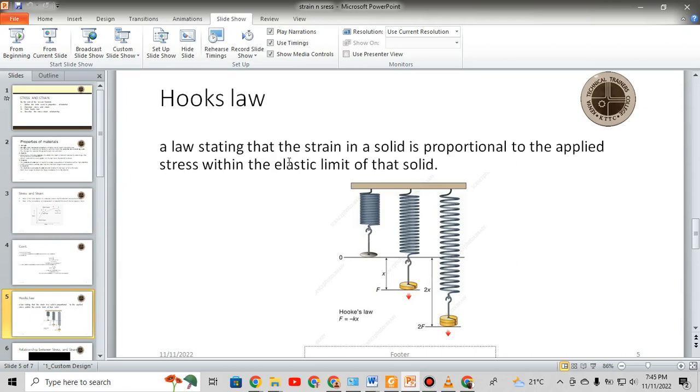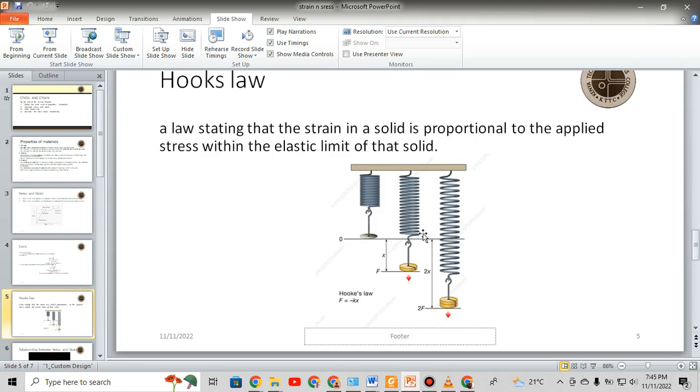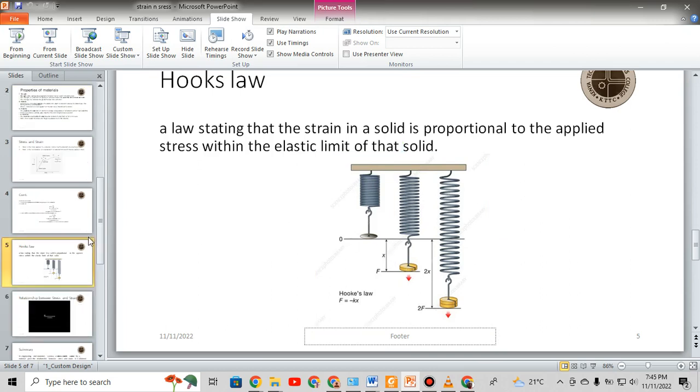Now our next topic is Hooke's law. Hooke's law states that the strain in a solid is proportional to the applied stress within the elastic limit of the solid. Okay. The following drawing is shown here to demonstrate more about Hooke's law, right?